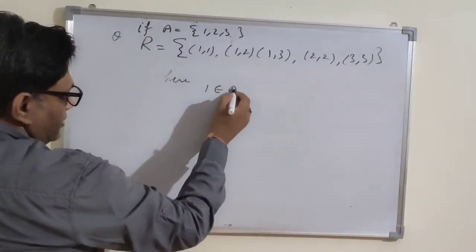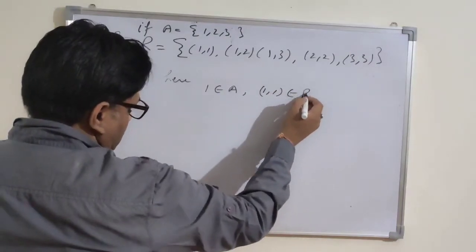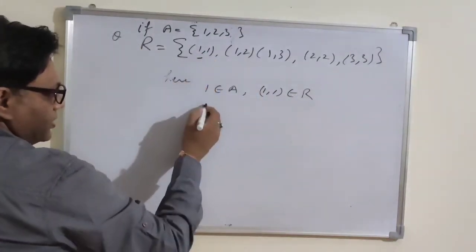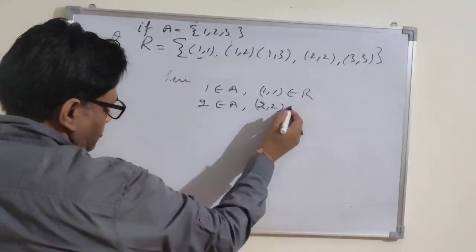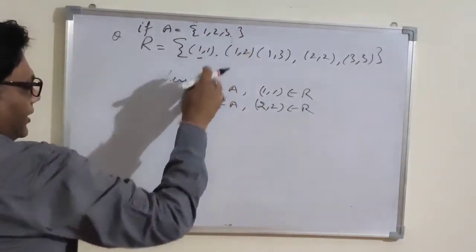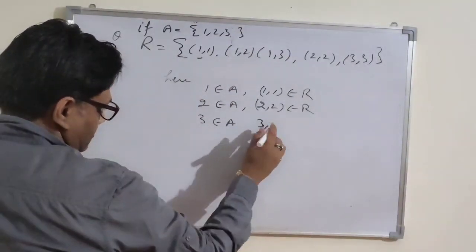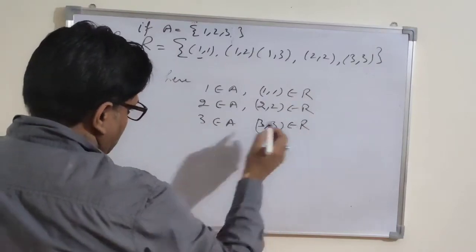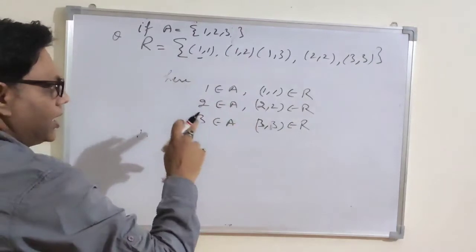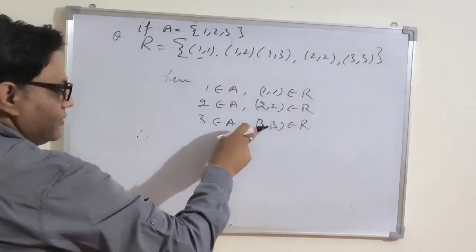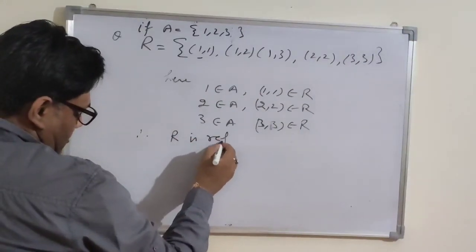So we check it. Here 1 belongs to A and (1,1) belongs to R. 2 belongs to A and (2,2) belongs to R. And 3 also belongs to A, so (3,3) belongs to R. Therefore, all elements of A are related to itself. It means R is reflexive.